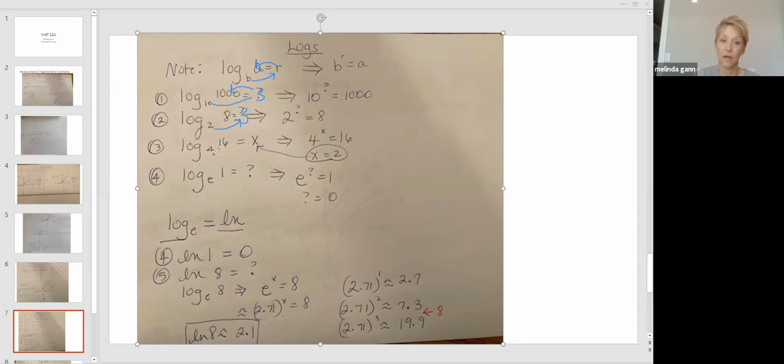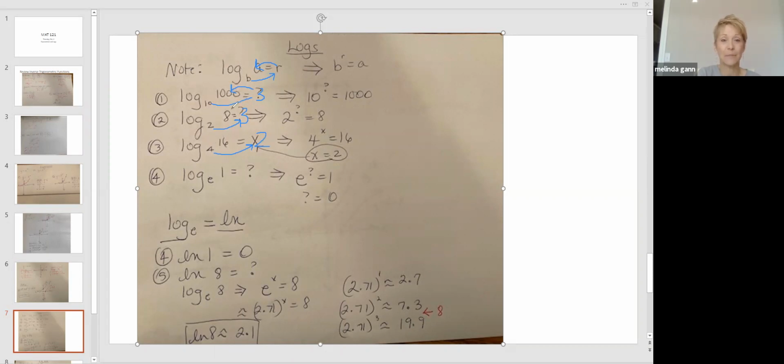Well, what about this one? Log of 16 with the base of 4. Well, remember, this is my base, that is my power. So that's how I knew to write 4 to the x, and this is your answer. So what power can you put with a 4 to get a 16? Isn't it a squared or a 2? So this answer right here would be a 2. Log of 16 with the base of 4 is a 2. So that's how you would do logs of different bases.